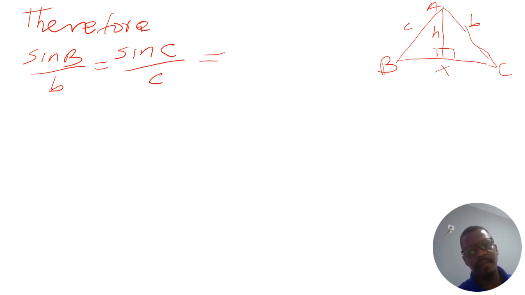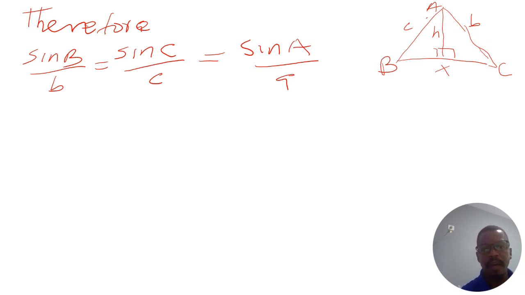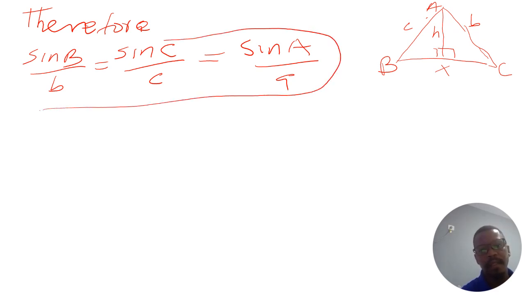You find the same stuff. Then if you combine those things, you will still see that even sine A over small a is equal to all those things. In this case, all the sides can be found, all the angles can be found using this formula. So this is what we call sine rule.